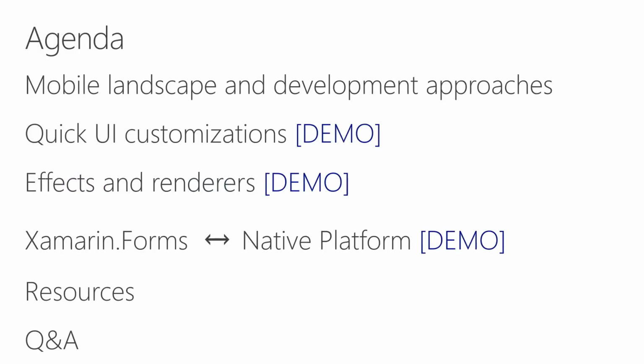Let's review our agenda for the day. We're going to explore some ways that Xamarin.Forms allows us to write our code in a shared, cross-platform way, while still allowing us to customize the final application's user interface. So first, we'll quickly review your options for your mobile development using Xamarin, including Xamarin.Forms. Then we're going to start with some quick customizations that you can add to your app. Then we're going to get a little bit more complex, and we're going to see what Xamarin.Forms effects and custom renderers can do for us. Finally, we'll see some of the newest options for integrating Xamarin.Forms with the native platforms.